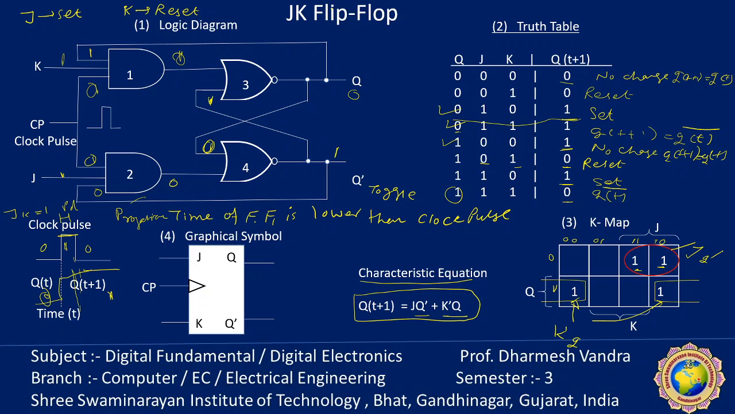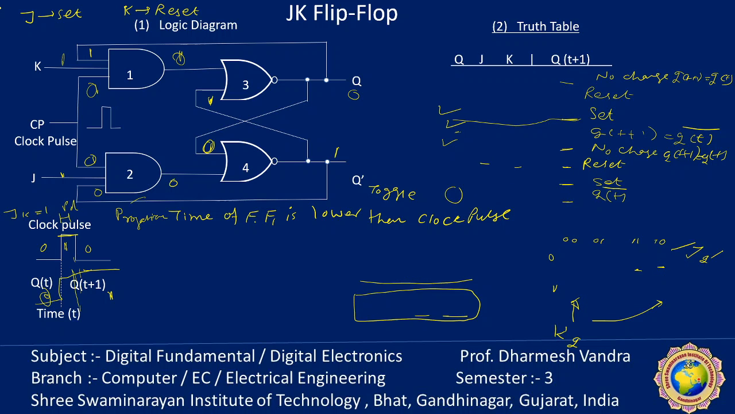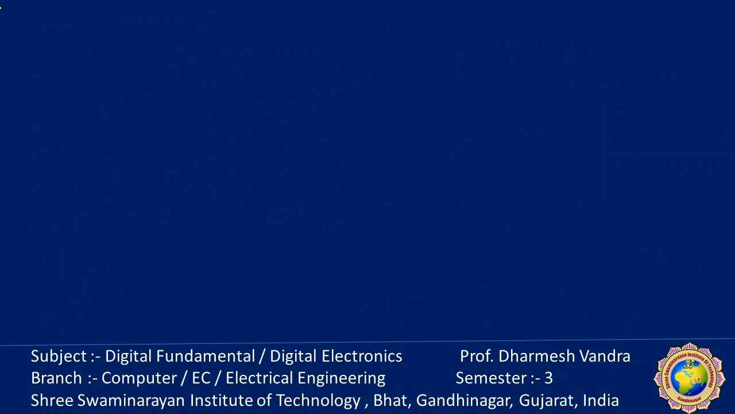Else, toggling will become complicated and we cannot predict it. Sometimes it depends on the width of the clock pulse. Sometimes Qt+1 is equal to Qt bar, or it might be possible that Qt+1 is equal to Qt. It is a very important thing, so let me elaborate on it on one blank slide. How is that possible?